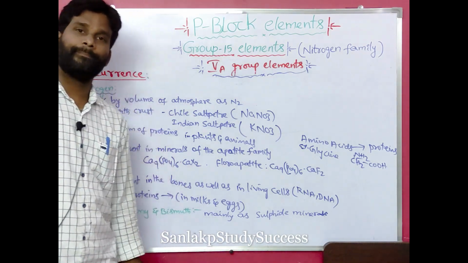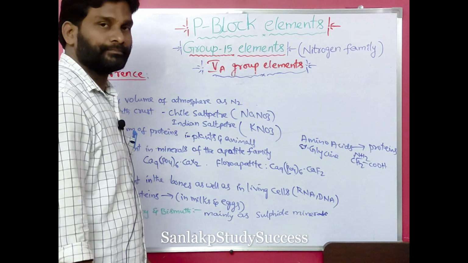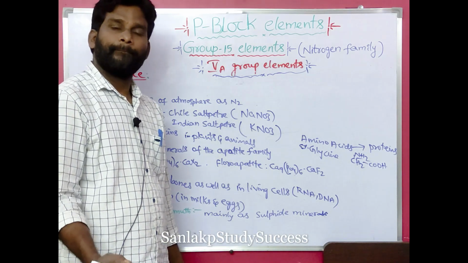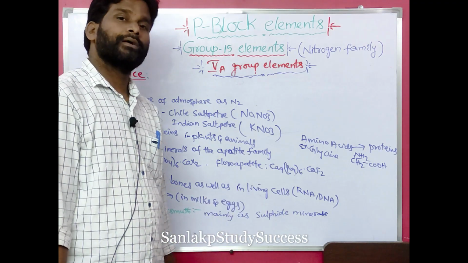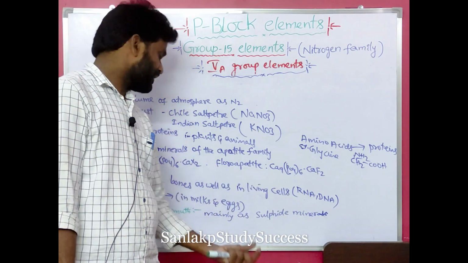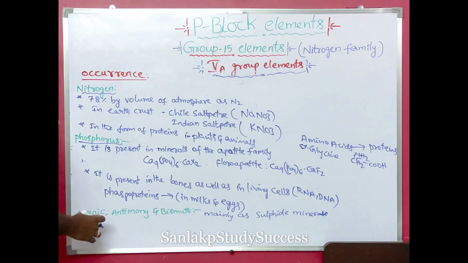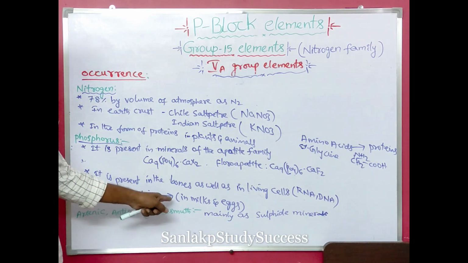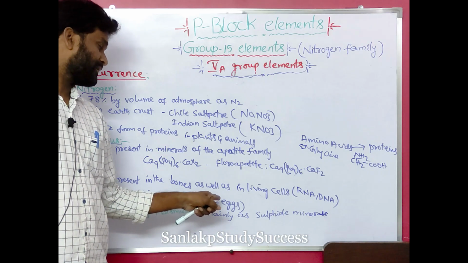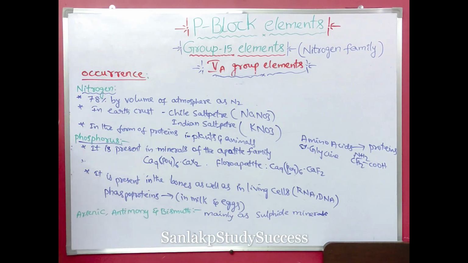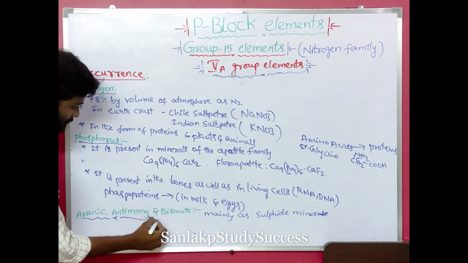DNA and RNA are produced from a combination of pentose sugar, bases, and phosphoric acid containing phosphorus. So DNA and RNA contain phosphorus. It is also present in phosphoproteins, which are present in milk and eggs. And the last ones are arsenic, antimony, and bismuth.